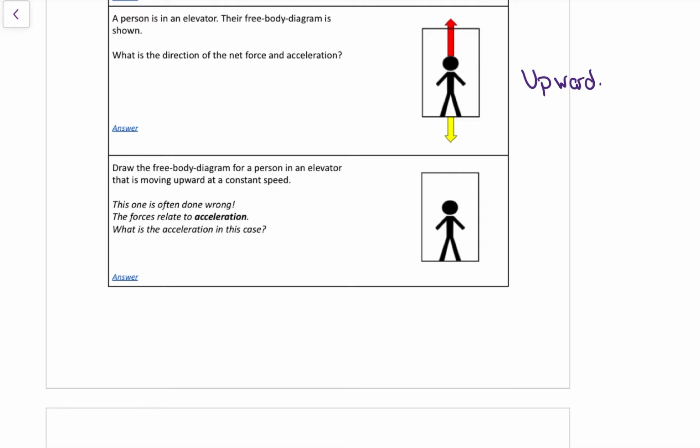This one here, if I tell you that a person in an elevator is going at a constant speed. In an elevator, I don't worry about the left and the right. Often when I give people this question, they goof up and they get caught up by the word upward. It doesn't matter that they're moving upward. It matters the direction of the acceleration. Since they're moving at a constant speed, that means there's no acceleration, that means no net force.